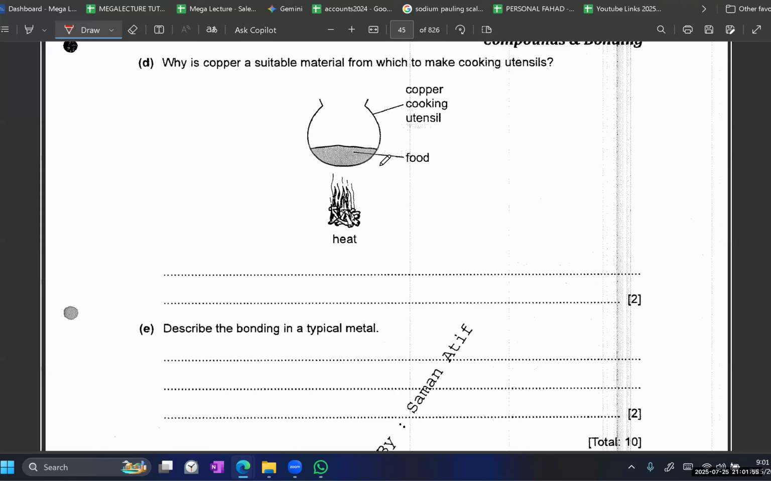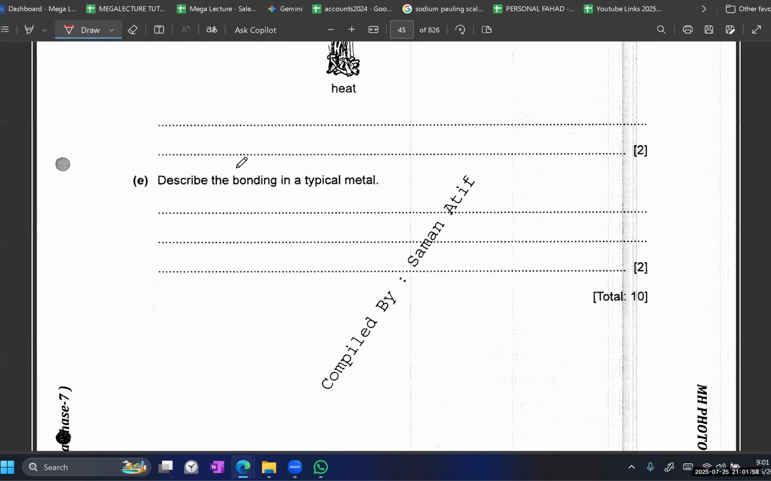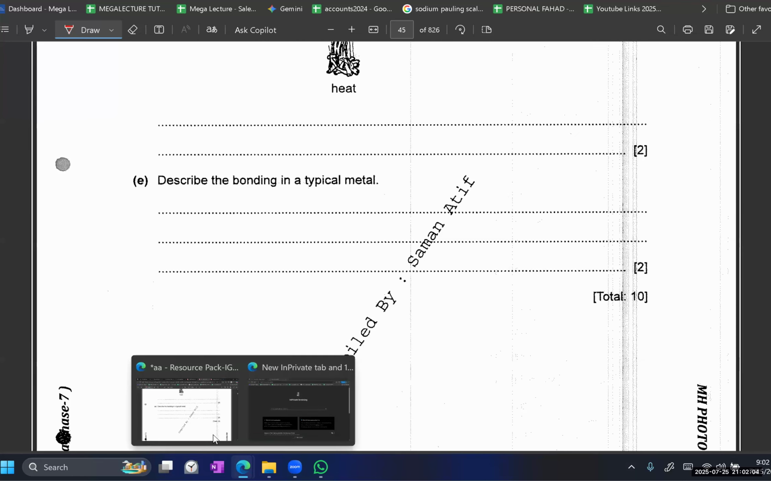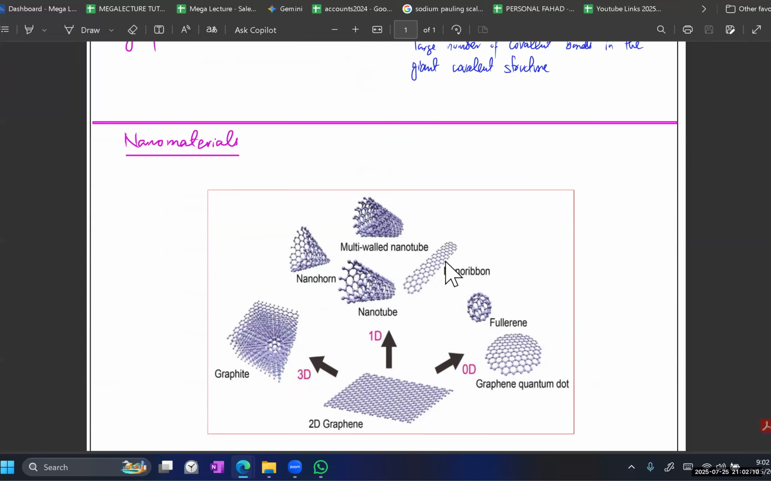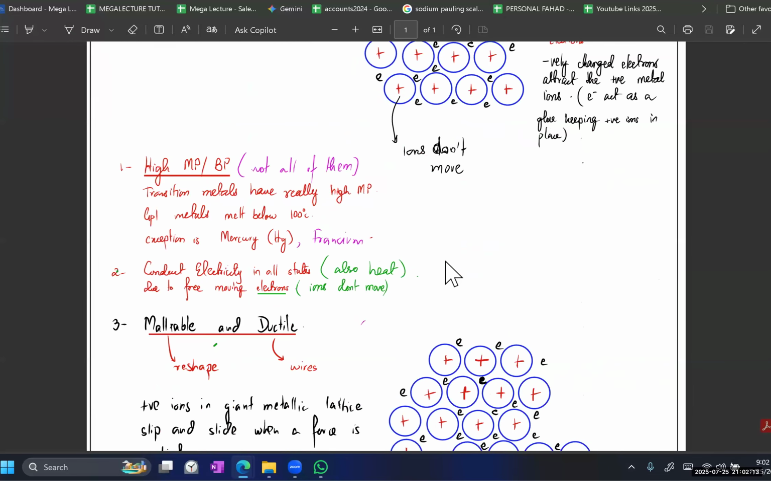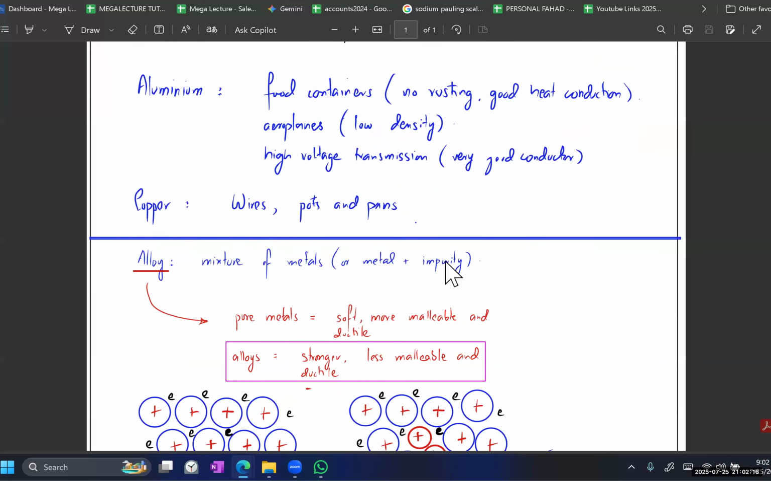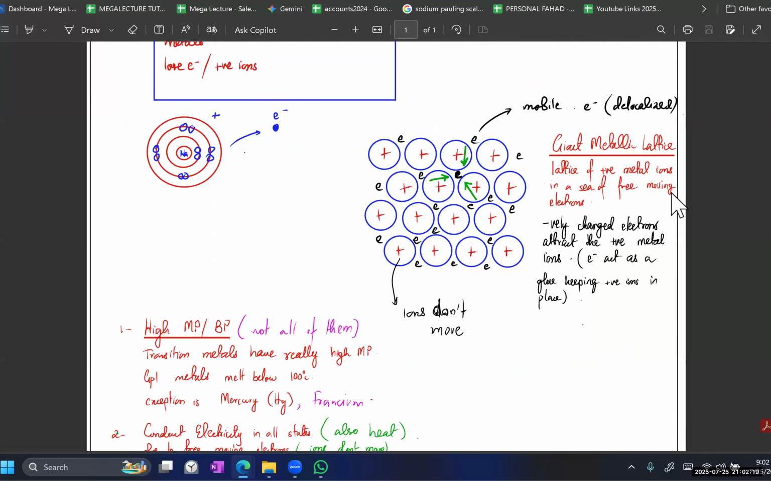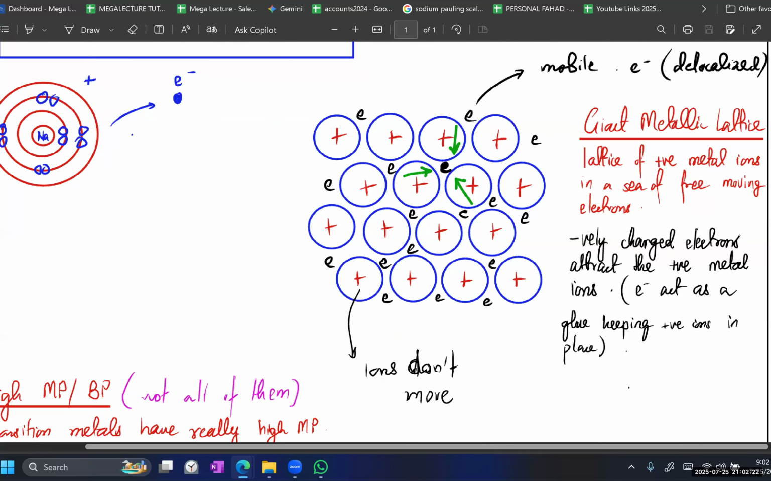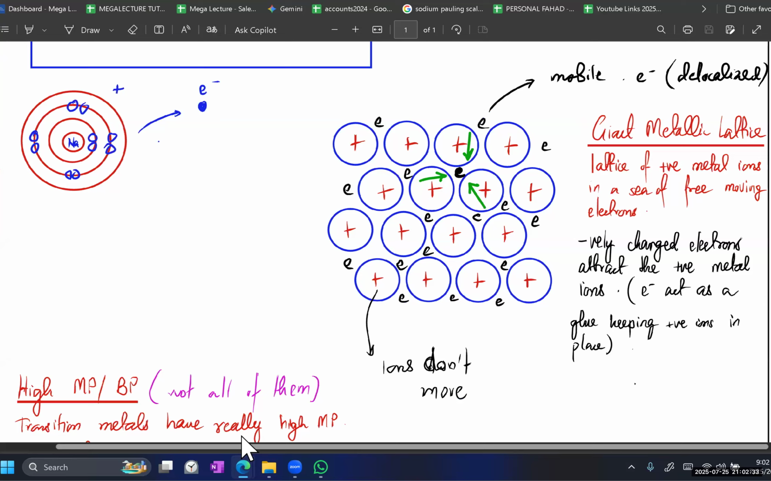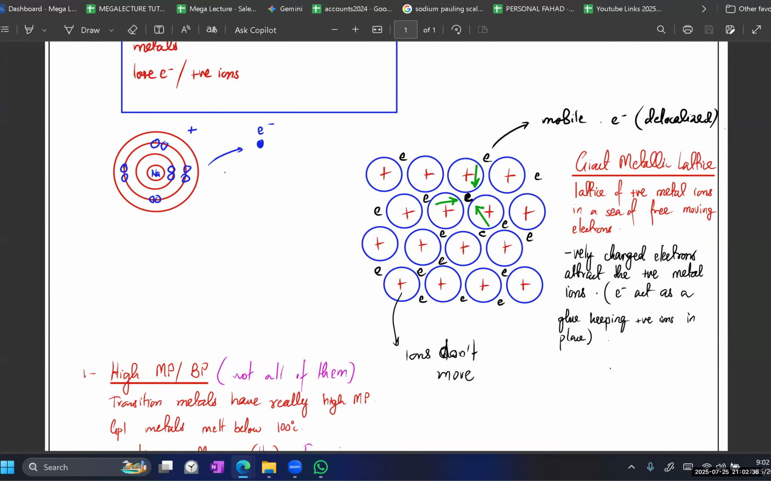Now the bonding part. Describe the bonding in a typical metal. So what does the bonding look like? And every time this question gets asked, it's going to be kind of the same answer. The bonding in a metal looks like this. It's a giant metallic lattice, a lattice of positive metal ions in a sea of free moving electrons. And the negatively charged electrons attract the positive metal ions.